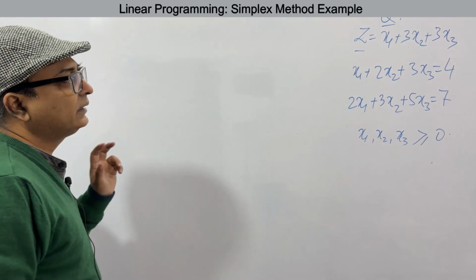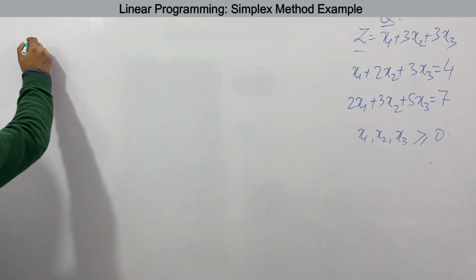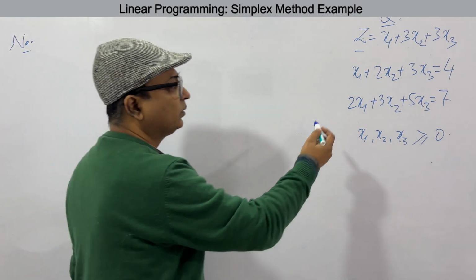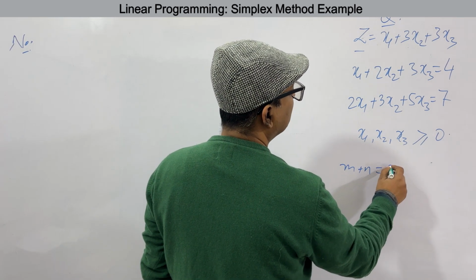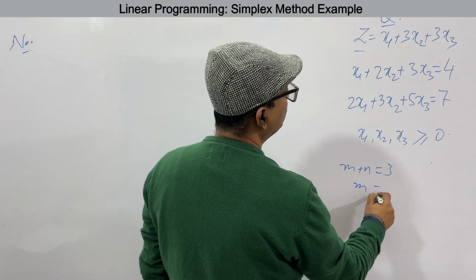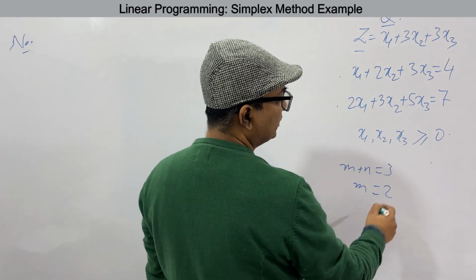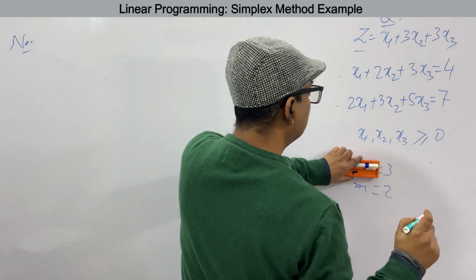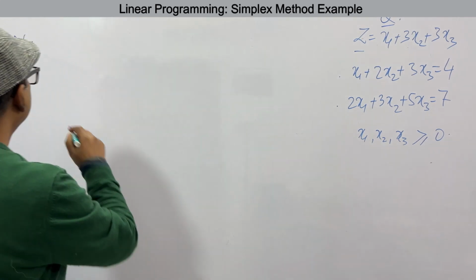So let's see how. The first will be the number of solutions. What will be the number of solutions? See, here also m plus n is 3 variables, and m is 2. We have 2 constraints. So this will be m plus n c m equal to 3. So we'll have 3 solutions. Okay. So this will be the number of solutions.